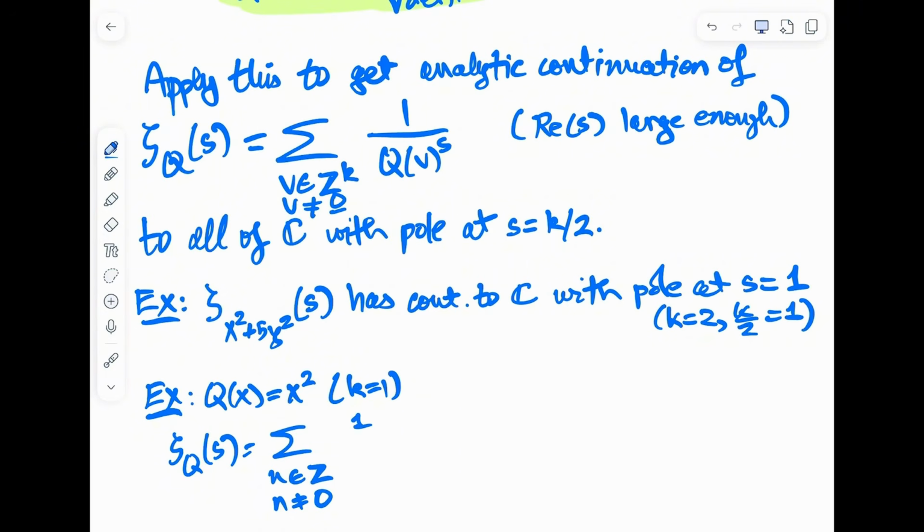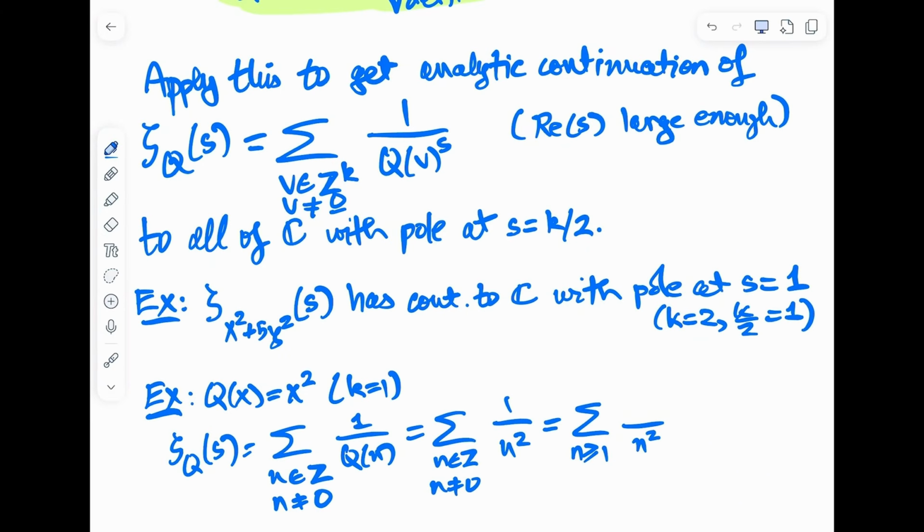So if we sum 1 over Q of n, then we're summing over the integers that aren't 0 of 1 over n squared. And so you can turn that into a sum over positive integers of 1 over n squared, but now minus n and n contribute equally. And what happened to my variable? I raised it to the power s, so it's n to the 2s, and this is twice the Riemann zeta function at 2s. So that's what the zeta function of x squared looks like.